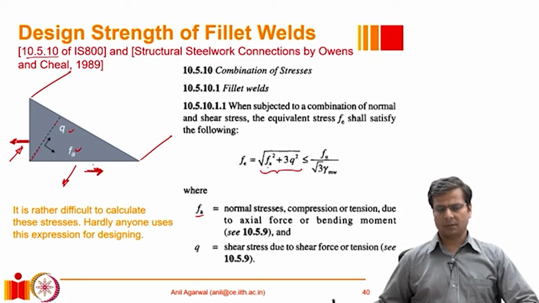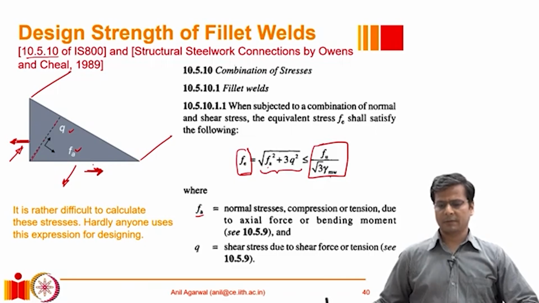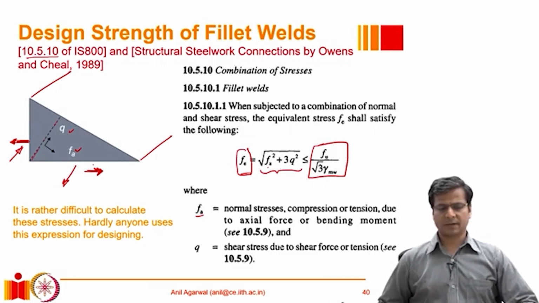and then use this interaction equation to calculate the effective stress, and then make sure that effective stress, that Fe that we get, remains less than Fu divided by root 3 divided by gamma mw. So it is basically trying to say that you calculate the effective stress here, which is again dominated by shear because it is using a factor of 3 for accounting for shear, whereas only a factor of 1 to account for the normal stress values.